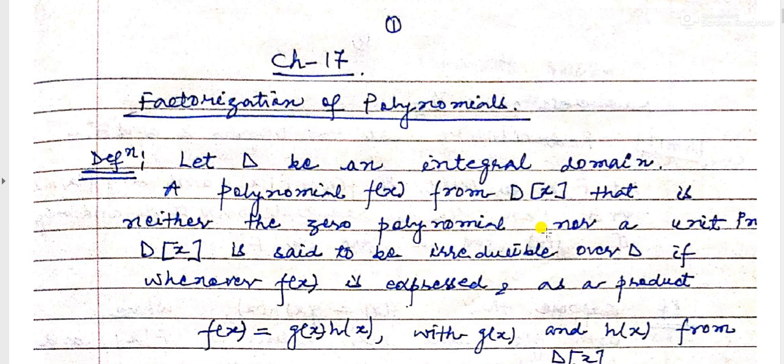Let D be an integral domain. A polynomial f(x) from D[x], that is neither the zero polynomial nor a unit in D[x], is said to be irreducible over D if whenever f(x) is expressed as a product f(x) = g(x)h(x) with g(x) and h(x) from D[x], then either g(x) or h(x) is a unit, and then the polynomial f(x) is said to be irreducible.